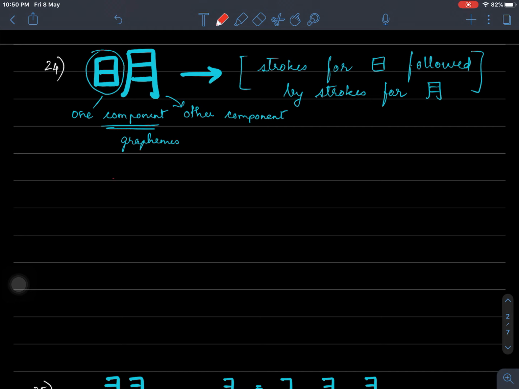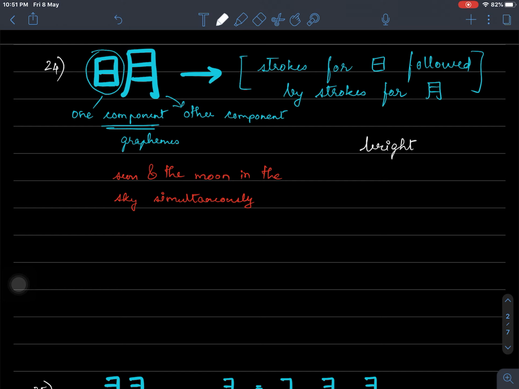So let's imagine having both the sun and the moon in the sky at the same time. In the sky simultaneously. Just imagine if you can see both the sun and the moon side by side in the sky. What do you imagine that will look like? In one word, it will look bright.